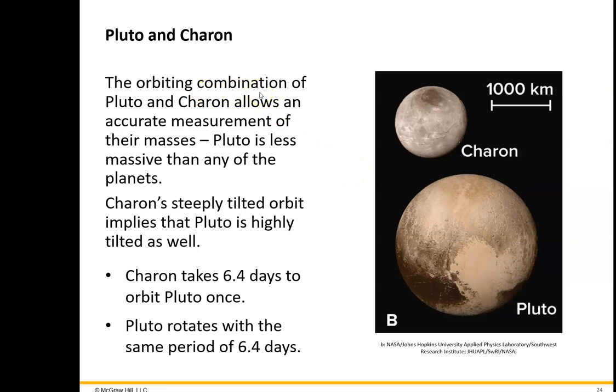Let's see. Charon sounds like it's highly tilted as well. Oh yeah. Just as the Earth is tilted 23.5 degrees, Pluto is tilted greatly as well, and Charon follows the equator of Pluto. It takes 6.4 days for Charon to go all the way around Pluto once.